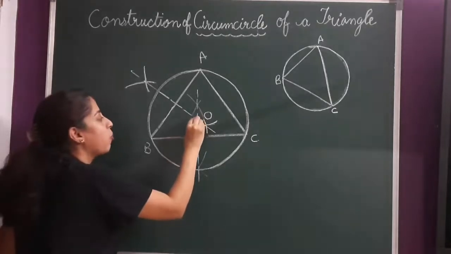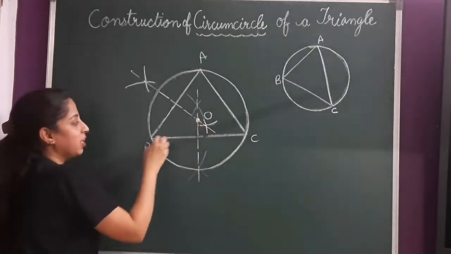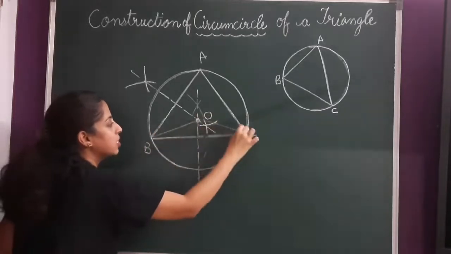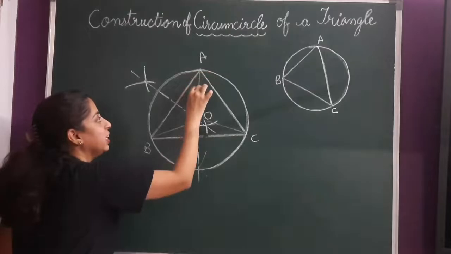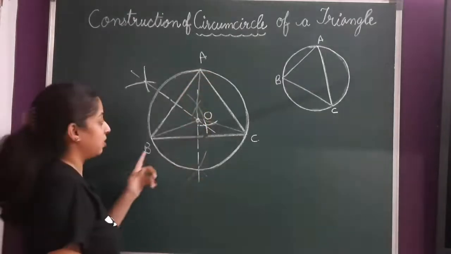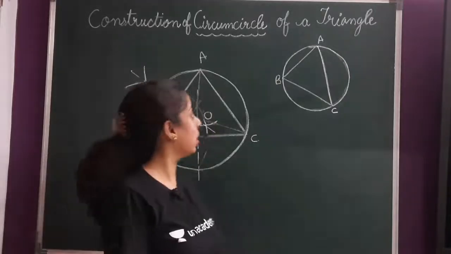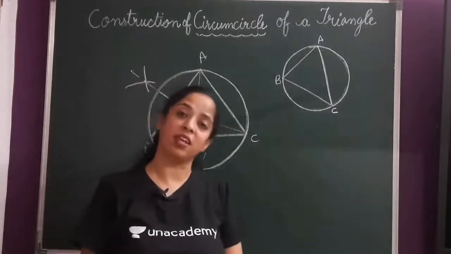Now that you have got this point, take this point as the center and maybe OB as a radius or OC as the radius or OA as the radius. तीनों same point पे होंगे, right? And just draw this circle. I hope you have understood the concept of circumcircle very well.